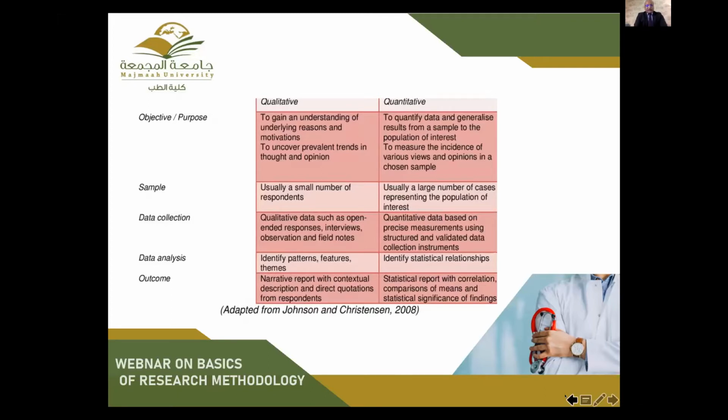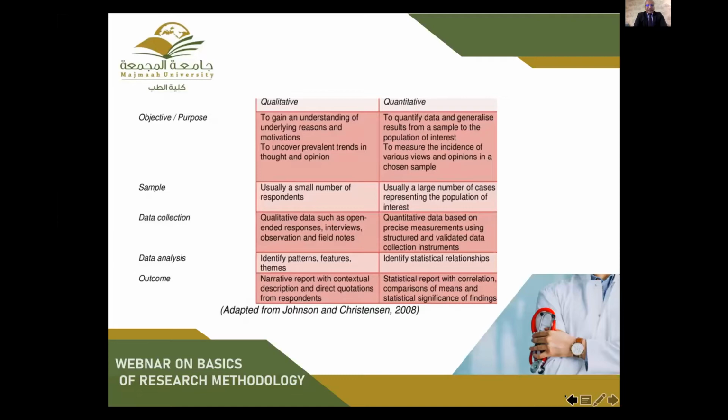Then comes how we do the data collection. In qualitative research, such as open-ended responses, we do it in the form of interviews, observation, and field notes. Whereas quantitative data is based on precise measurement using structured and validated data collection instruments. This will also be explained later in this webinar today, what we mean by validated data, by Dr. Waqas when he explains the analysis.